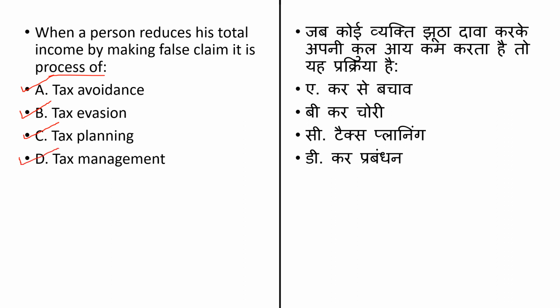Tax management means planning affairs in such a manner that the tax obligation is managed properly. The objective of tax management is to comply with the provisions of the income tax law and allied rules. Tax management helps in avoiding the payment of interest, penalty and prosecution. Okay. The correct answer for this question will be option number B. When a person reduces the total income by making a false claim, it is a process of tax evasion.